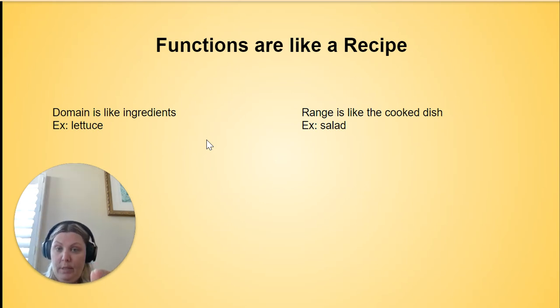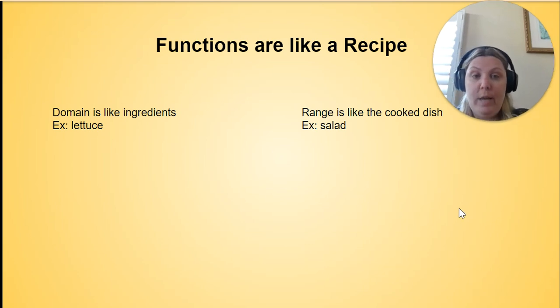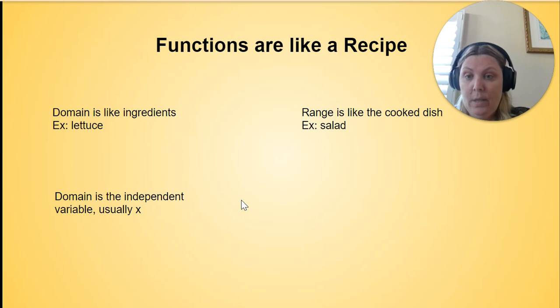So what you have in here, you have ingredients. You do something to them, that's the function, and out comes your cooked dish. So the ingredients that we put in, we call them domain, and the cooked dish we call range. Now, we usually call domain an independent variable, and we denote it by letter X.